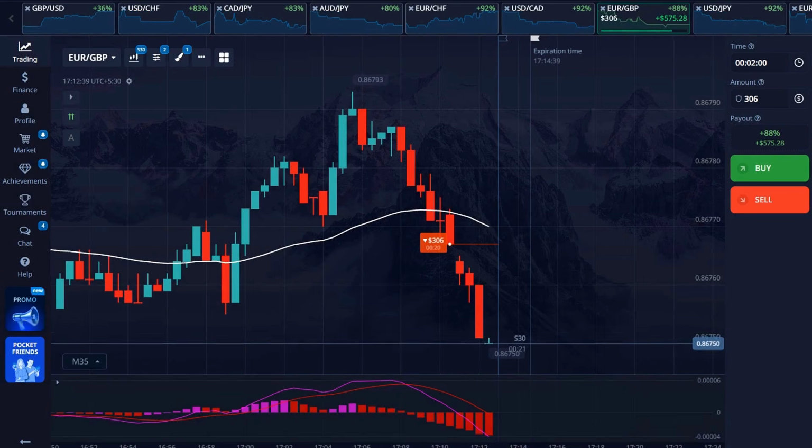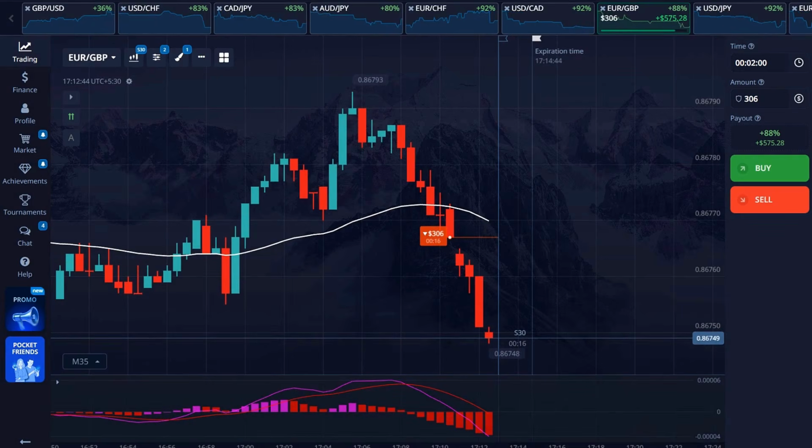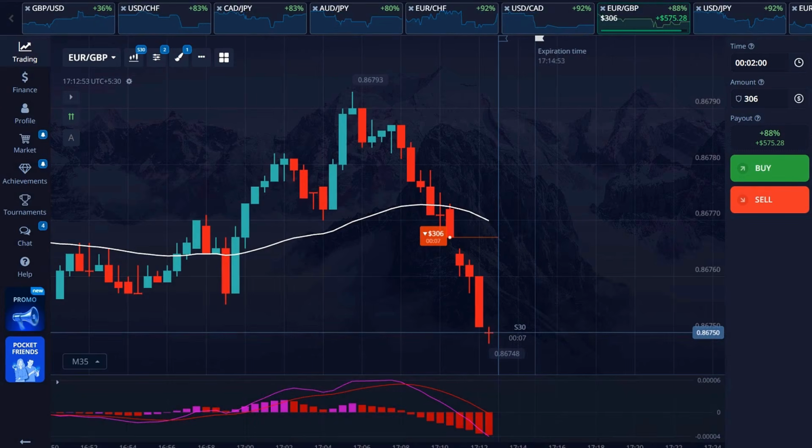Notice how clean the candles look. No long wicks, no hesitation, just steady movement in one direction. That's a sign of solid momentum and clear trader sentiment.